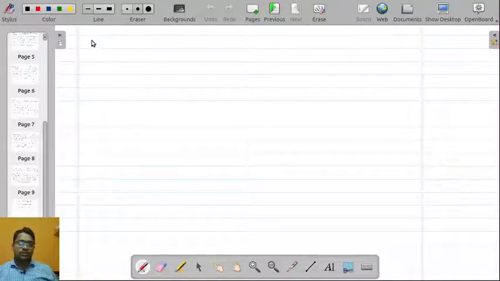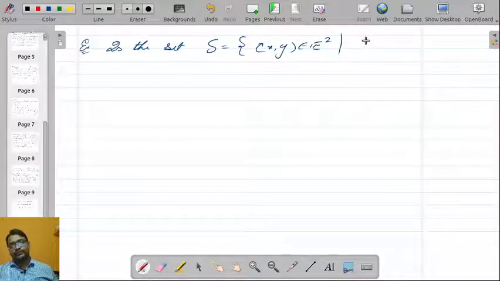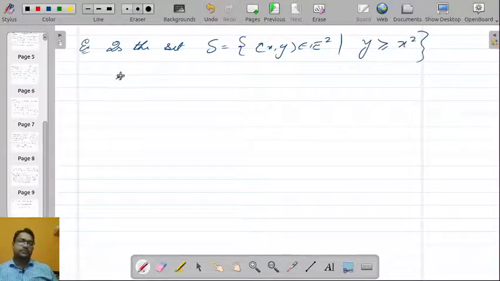Right. So now let us come to some exercises. Say, is the set S equal to {(x, y) belonging to R square such that y greater than or equal to x square} convex? Okay, so how will you check it?